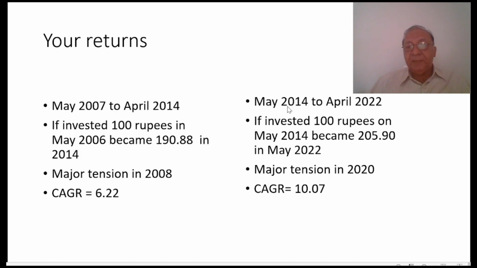Similarly, if somebody invested in May 2014, his investment of 100 rupees became 205.90 in May 2022. If you invested 100 here, there was an increase of 105.90, so your investment was 205.90. Here your investment came out to be 190.88. So anybody who invested in the market in May 2006, his investment increased 90.88%, but here his investment increased 105.90%. It means there is an increase of 15%. It means the investors earned more than 15% during the years May 2014 to April 2022.